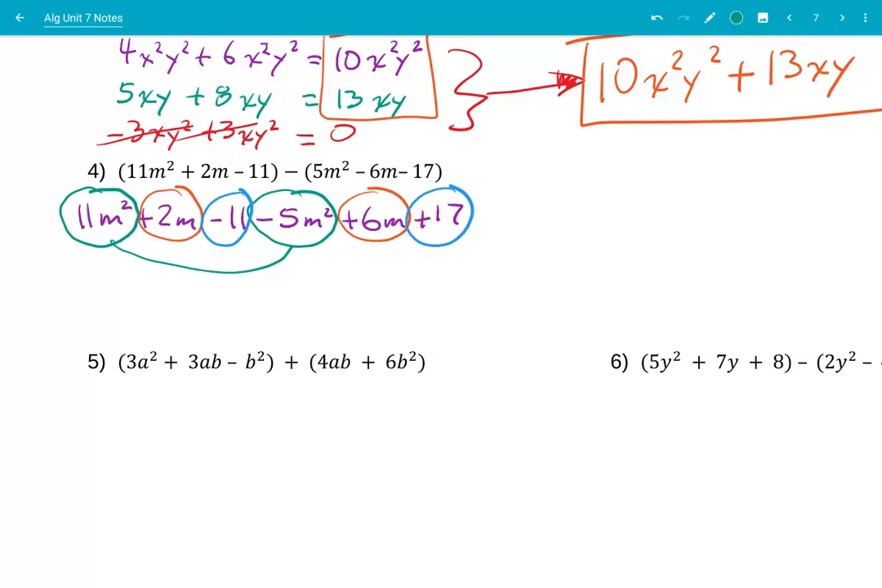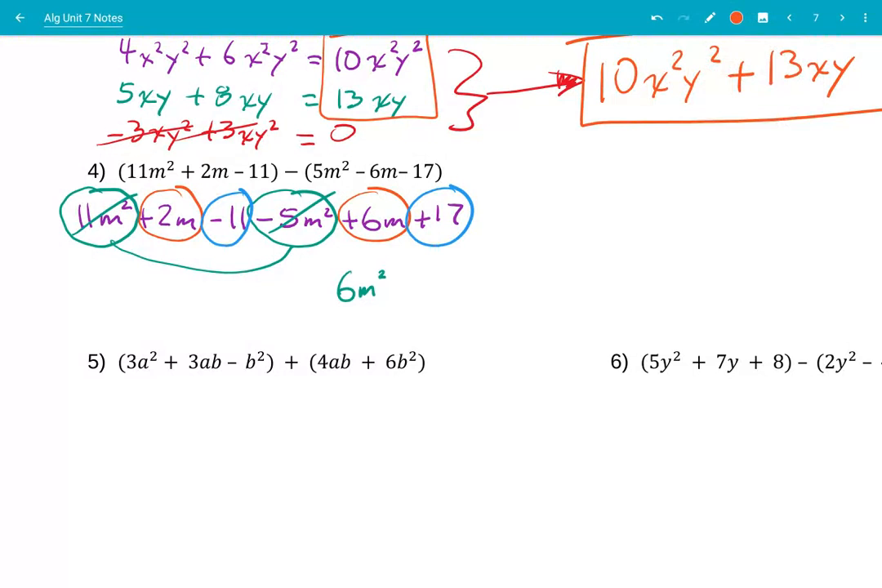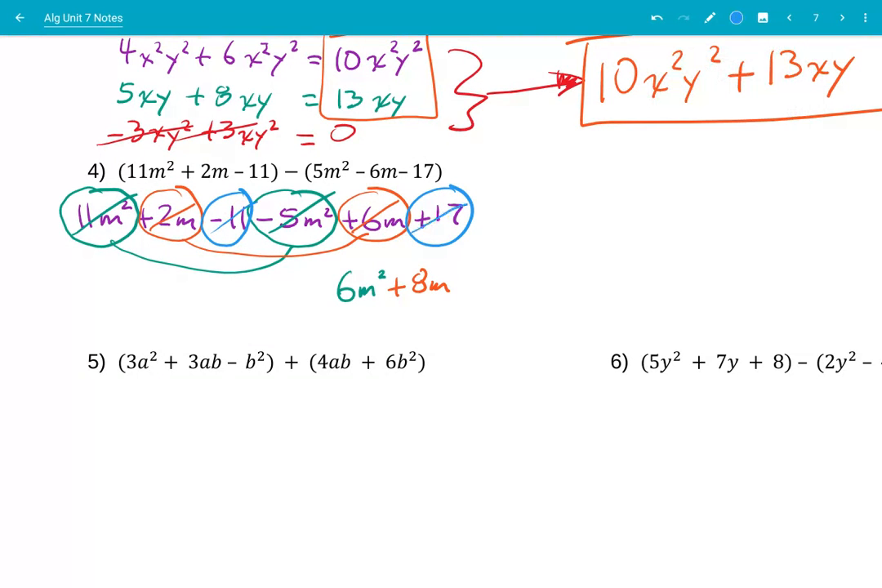These two, 11 minus 5 is 6. That's it for the m squared, so I'm going to cross those out. I'm done with those. And then 2m plus 6m is 8m. Done with the m's. And then minus 11 plus 17. So that's 17 minus 11. That is a plus 6. So here is my final answer: 6m squared plus 8m plus 6.